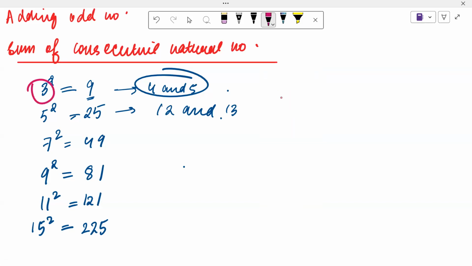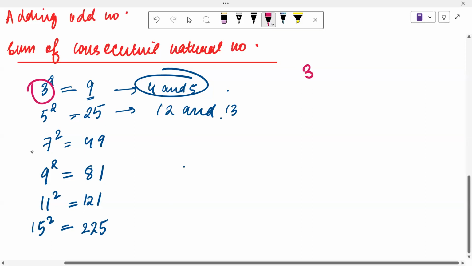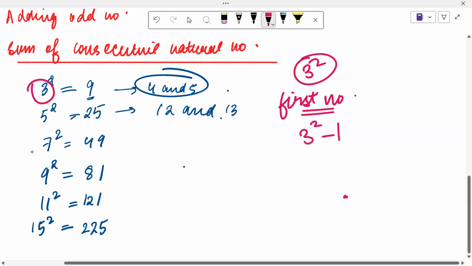You have 3 here. The odd number that I'm talking about is 3. So you will just consider 3 square. You will take 3 as the base number. Now you have to find two numbers. How will you find the first number? It's very simple. You will take this 3 square and subtract 1 from it, and then divide the answer by 2. What will you get? Solve it.